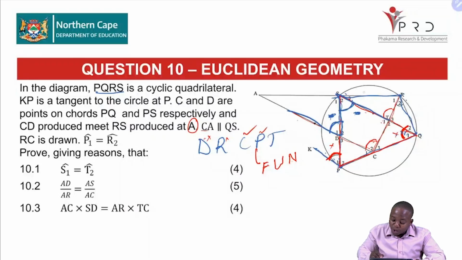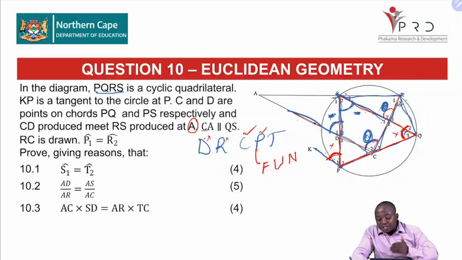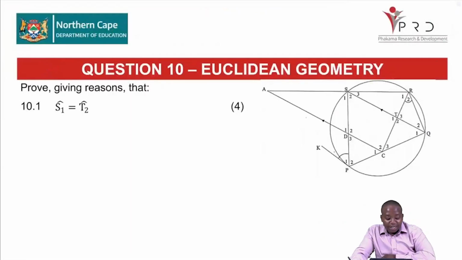We can also work with those opposite angles of a cyclic quad. We can work with the corresponding angles here, where I had an F shape right there. So it's very important that you are able to write all of this down. So when you're doing the pre-question analysis, remember to write down. Let us look at number 1.